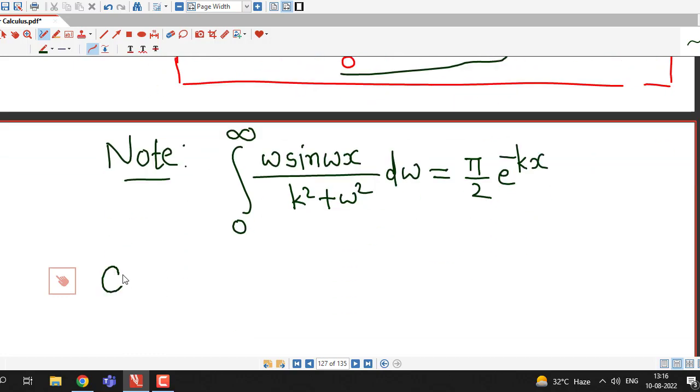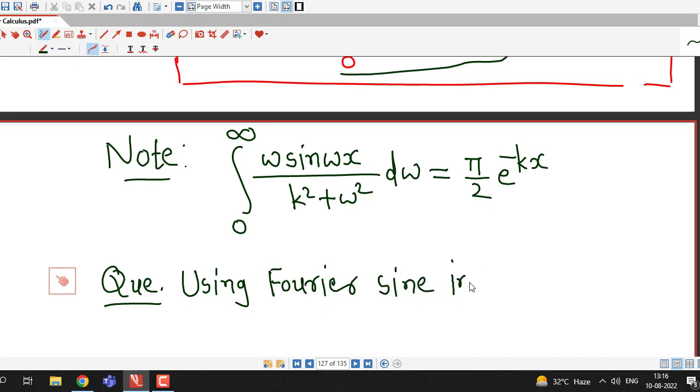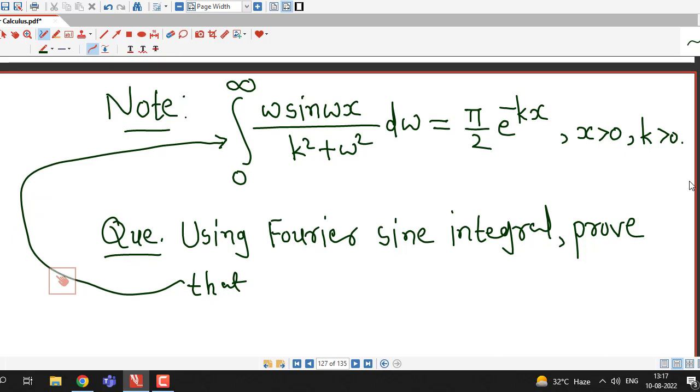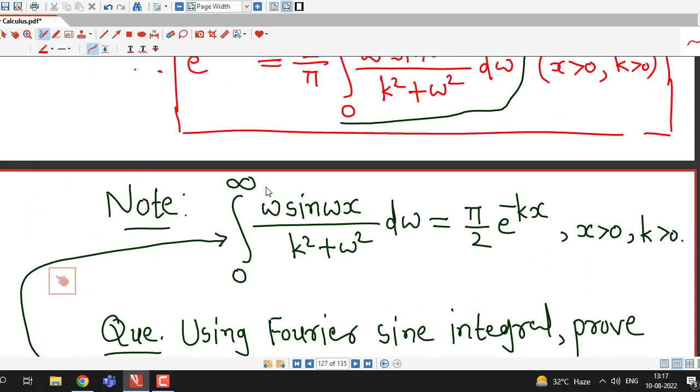So sometimes your question can be asked in this way also, using Fourier sine integral, prove that the integral from 0 to infinity of omega sine omega x divided by k square plus omega square d omega equals pi by 2 e raised to minus kx, where x is positive, k is positive. So the same question can be asked in this way also.